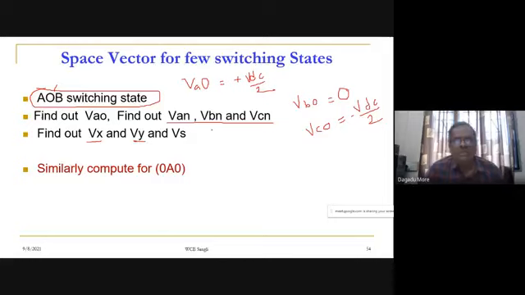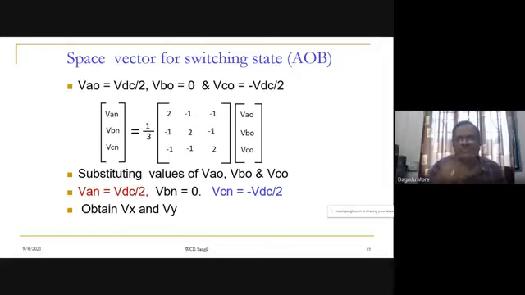In case of three level, we are having either plus VDC by 2, minus VDC by 2 or 0. Now let us go for the exercise. That is what we are here, particularly the AOB state. Let us take the switching space vector. We find out for a switching state AOB.